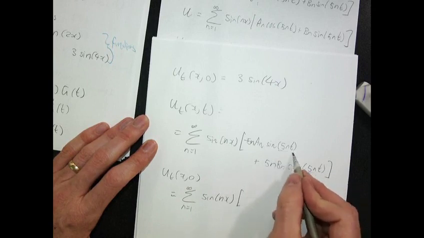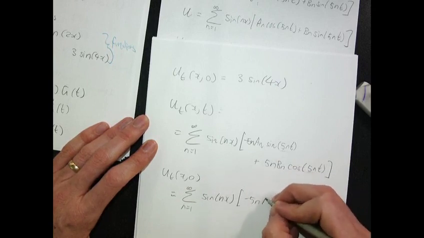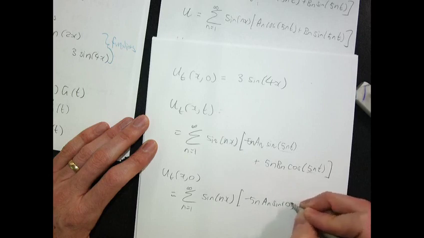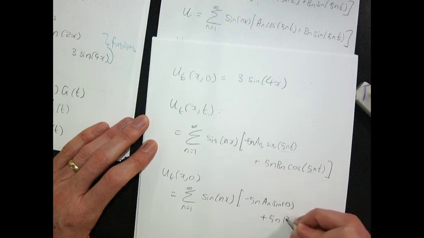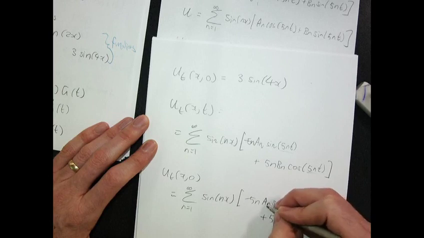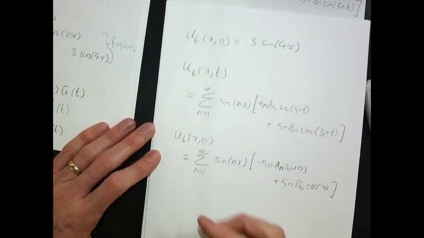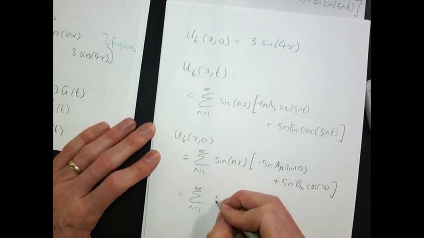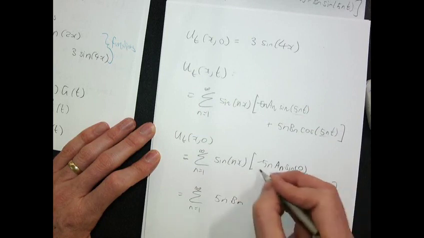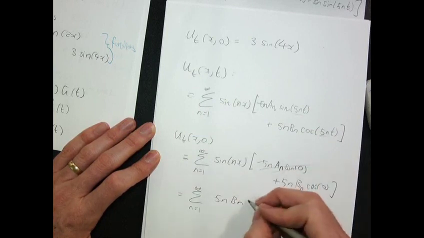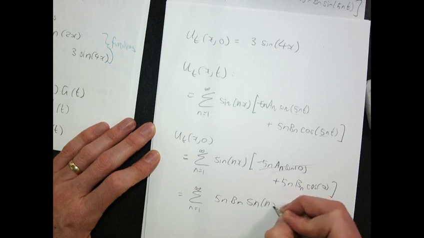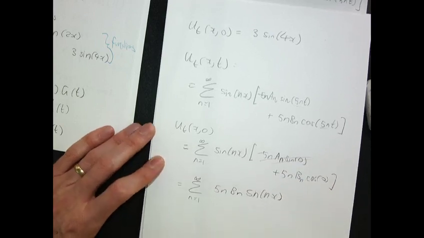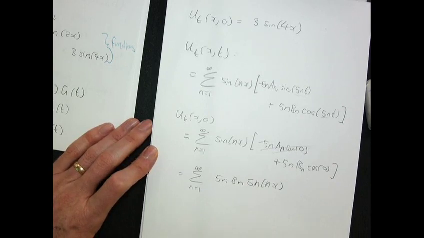So when t is 0, this is 0, but just for completeness' sake, so that's 0 there, 5n b_n sine nx. Okay, so I'm going to do what I did last time and write that out.